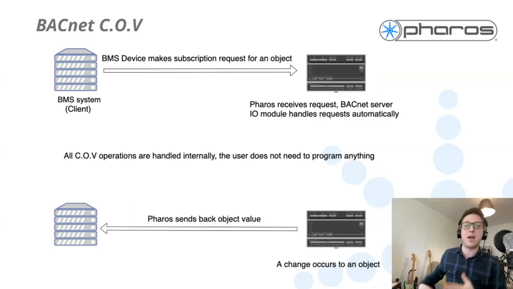So just so you're aware, this is all handled internally within the module. You don't need to set anything up. All you need to do is make sure that the BMS system makes that COV subscription request when it boots up. Obviously, Pharos will, as I said, handle that internally. It will know specifically that it wants the status of this object every single time this value updates, and then I can push that data back to the BMS system when a change occurs.